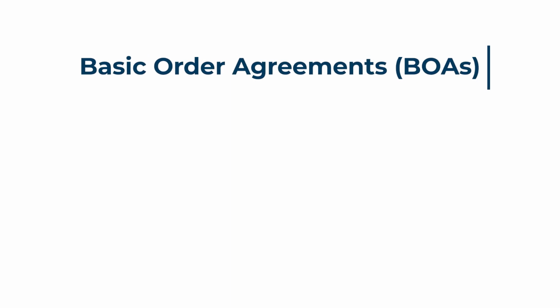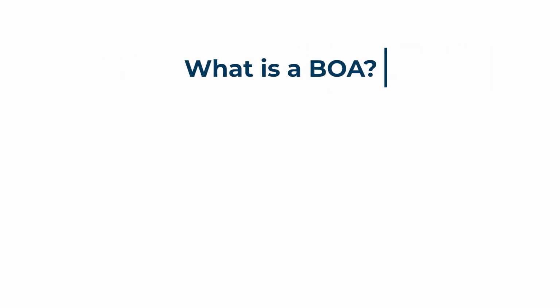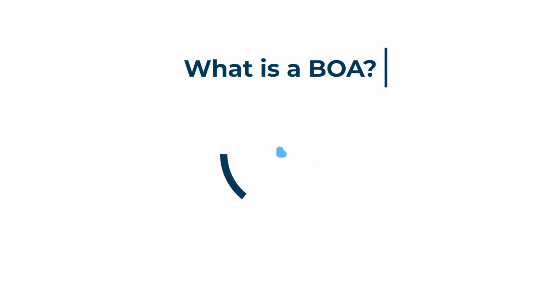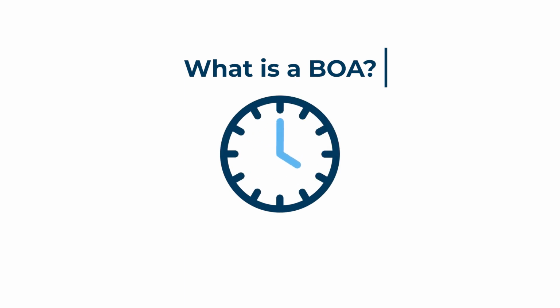Basic ordering agreements, also known as BOAs. What is a BOA? A BOA is the negotiated understanding written between the government and vendors. It is not a contract. BOAs assist in reducing the administrative time that is required to receive an award.